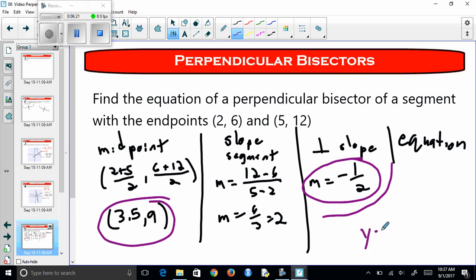So I'd say y minus my y value, which is 9, equals my perpendicular slope, x minus 3.5. And now even without a picture, I wrote the equation of that slope.